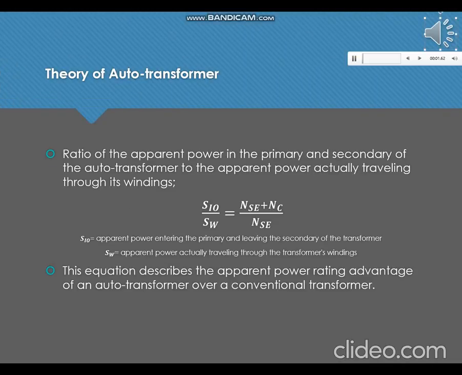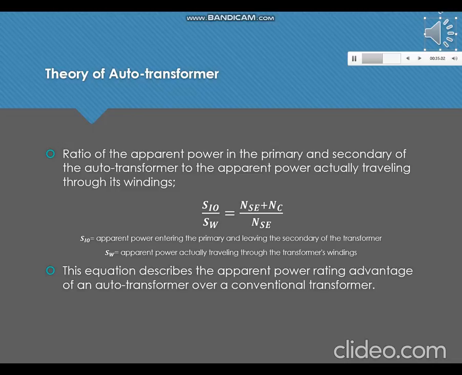With these equations for voltage and current, we can derive a very important conclusion of the AutoTransformer, that is the apparent power rating advantage. The ratio of the apparent power in the primary and secondary of the AutoTransformer to the apparent power actually traveling through the winding is given by this equation. Here SIO is the apparent power entering the primary and leaving the secondary side of the transformer, while SW is the apparent power actually traveling through the transformer's winding.